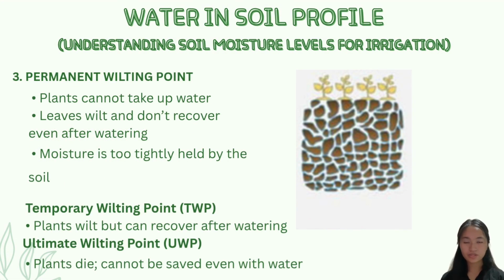The third stage is the permanent wilting point. This is when plants can no longer absorb water even though the soil may still contain some moisture. That's because the moisture is held too tightly by the soil. You will see plants wilt and not recover even after watering. There's also the temporary wilting point, where plants wilt but can recover with water. And also the ultimate wilting point, where plants completely die and cannot be revived even with irrigation.